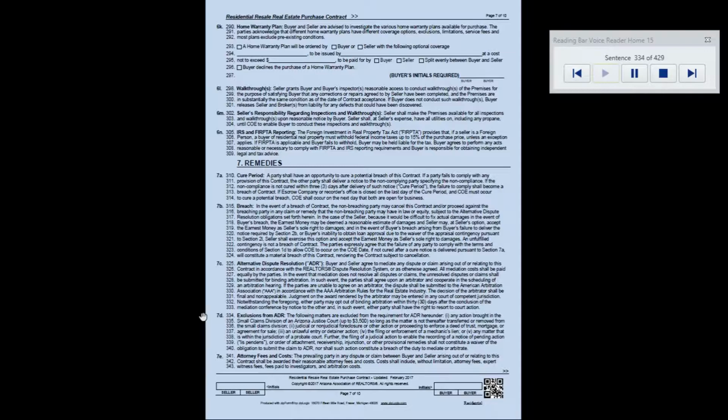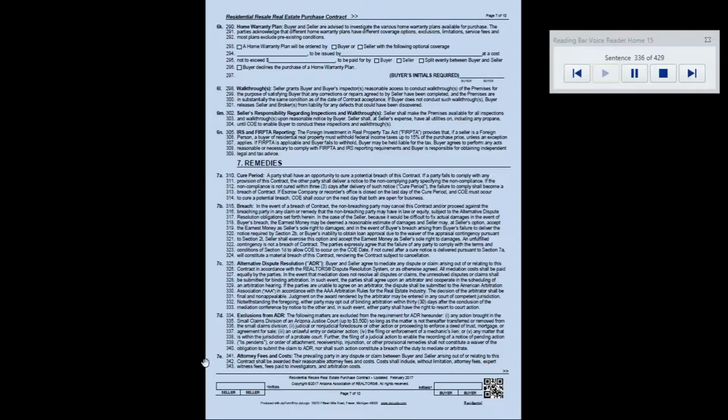Further, the filing of a judicial action to enable the recording of a notice of pending action, lis pendens, or order of attachment, receivership, injunction, or other provisional remedies shall not constitute a waiver of the obligation to submit the claim to ADR, nor shall such action constitute a breach of the duty to mediate or arbitrate.